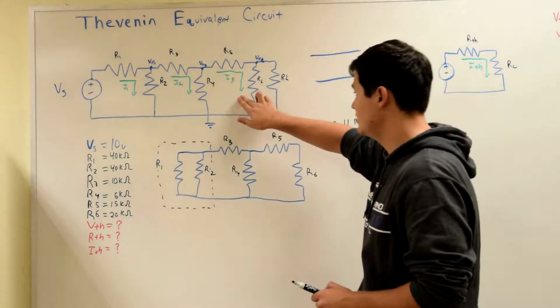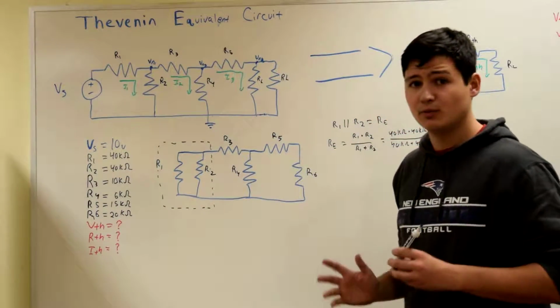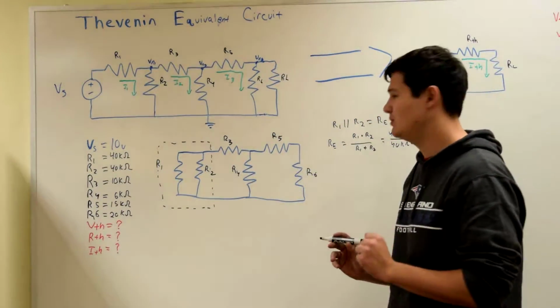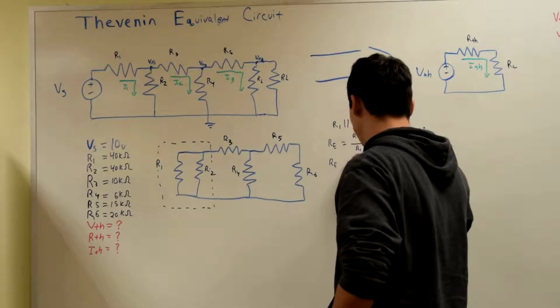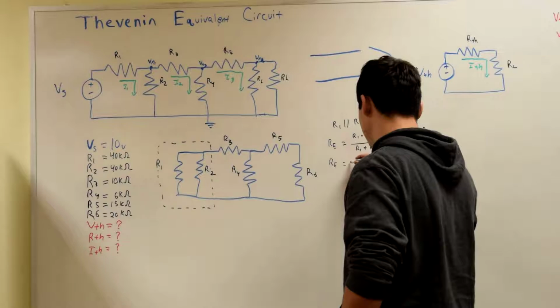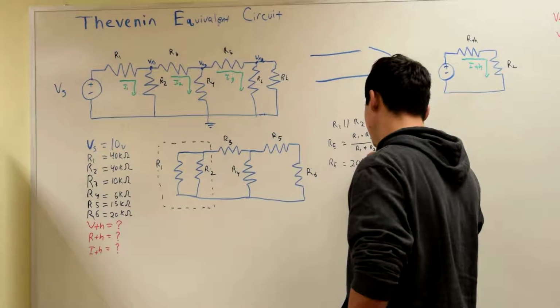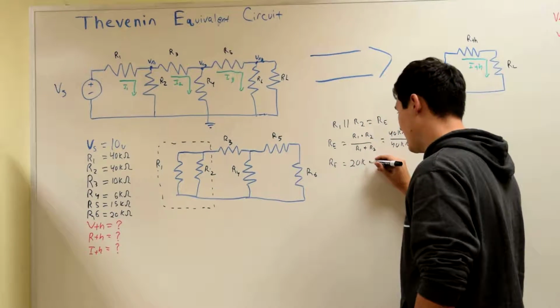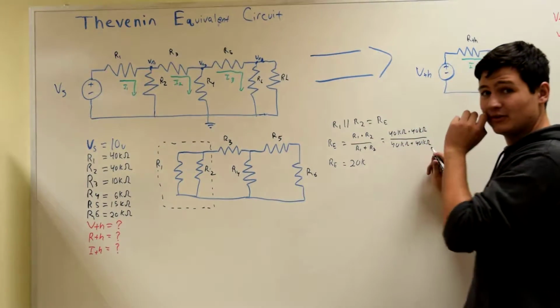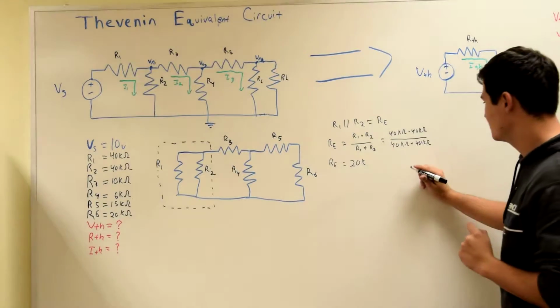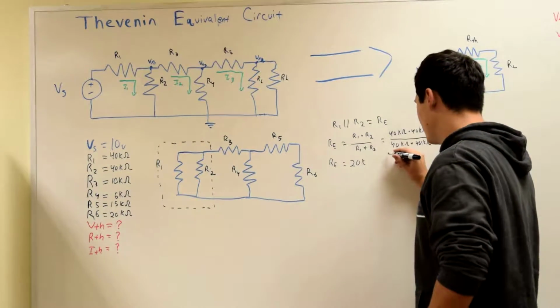If you're not good at mesh or nodal analysis, go practice that. It is imperative you know it. So RE is equal to 20K. So how do I know that right off the bat? Well, there's actually a little bit of a trick here I learned the other day and thought was really cool, and I'm going to prove it to you now.